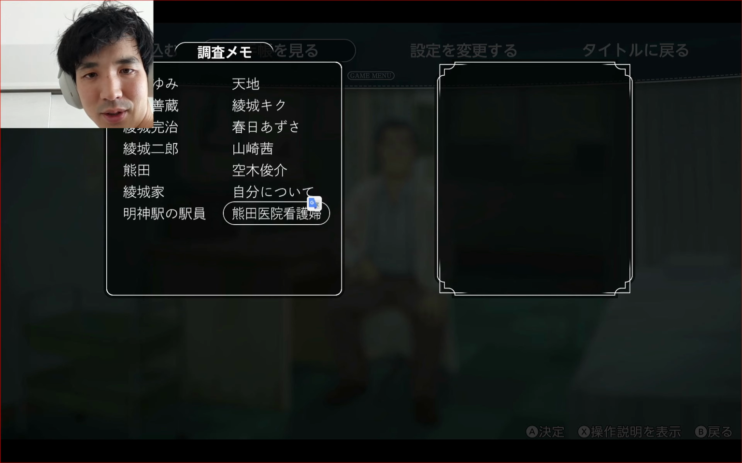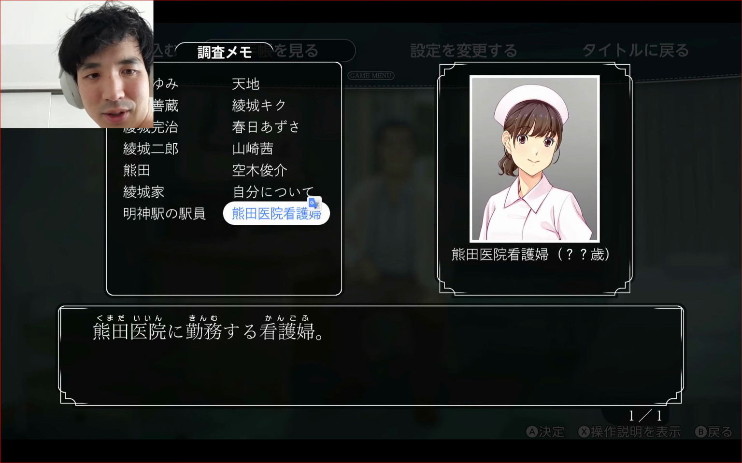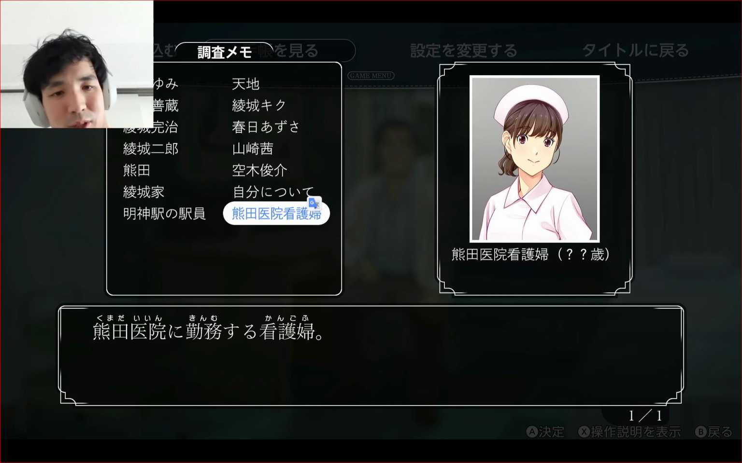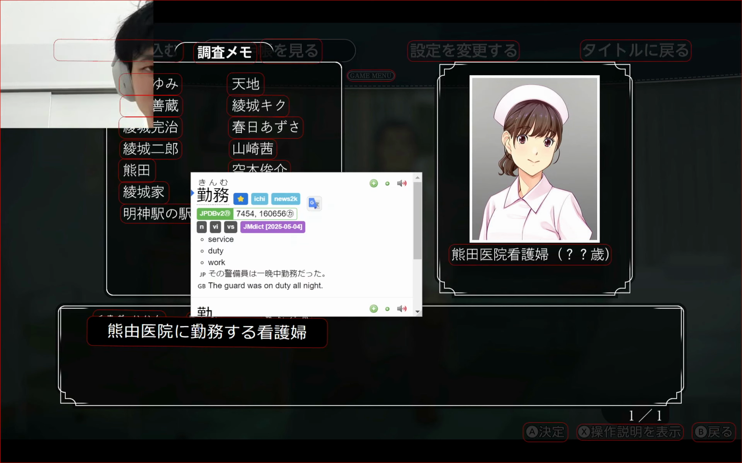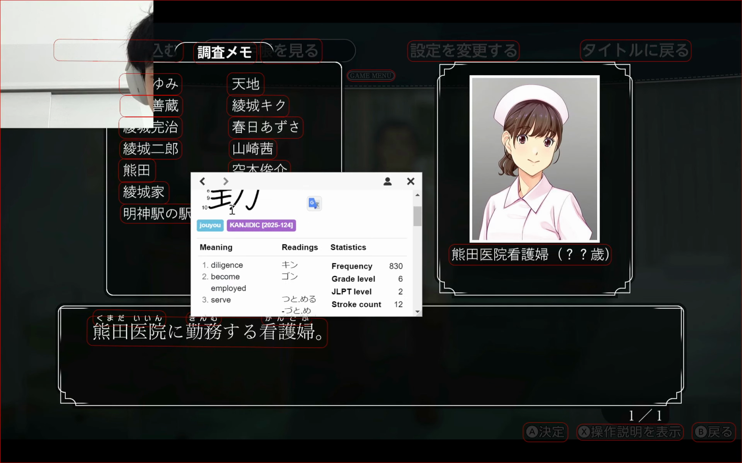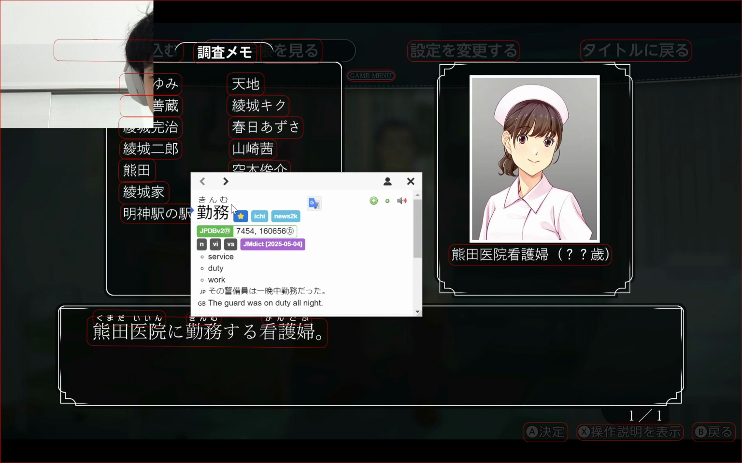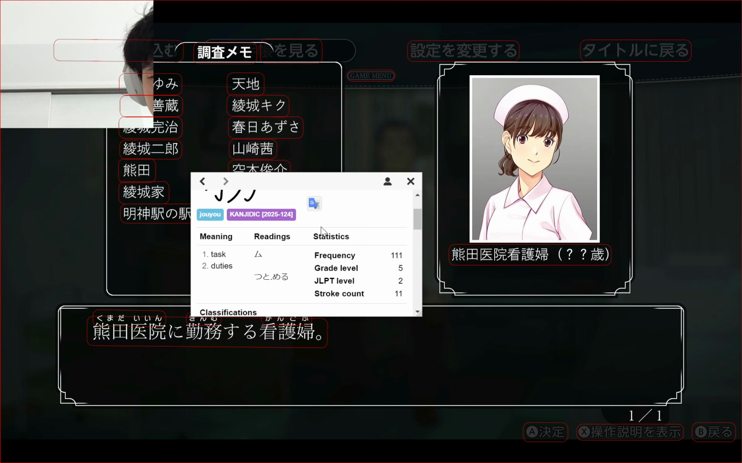Byoin. Let's talk about the nurse. Kumada iin ni kinmu suru kangofu. What is kinmu suru? We're just mining words at this point. I can't even do full sentences. Kinmu, servicing, which is the kanji for diligence, become employed, task, kinmu suru.